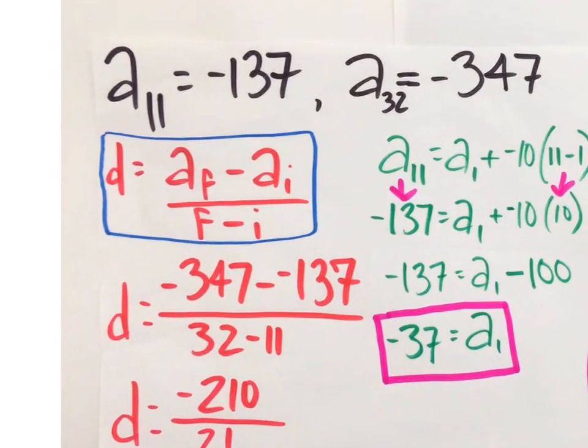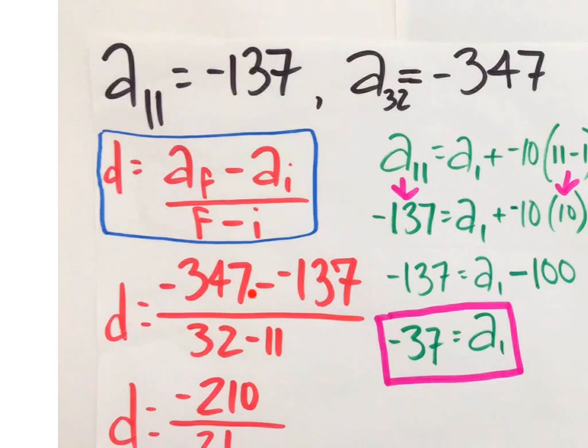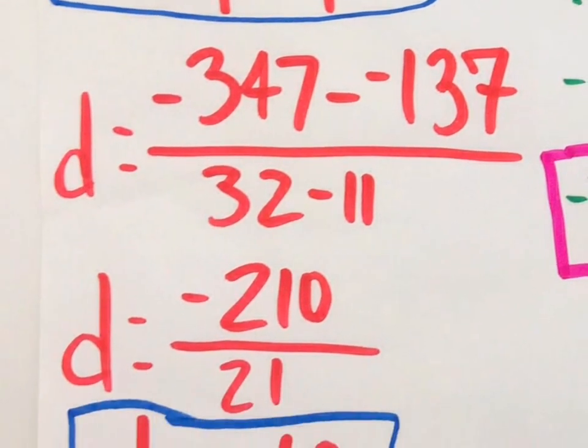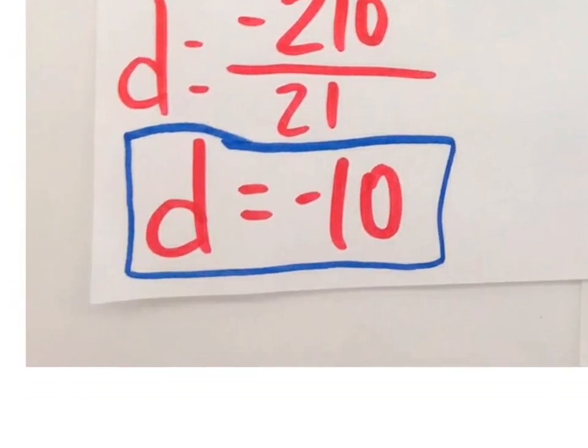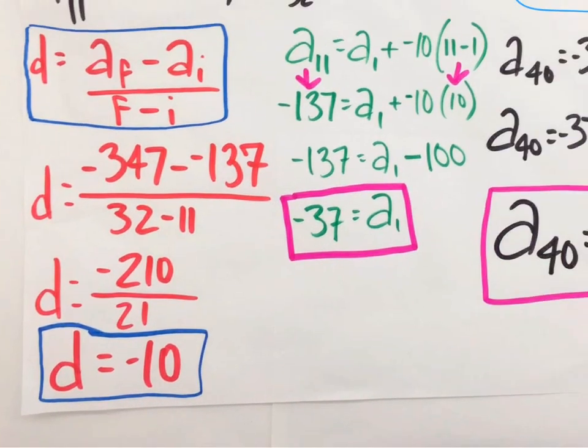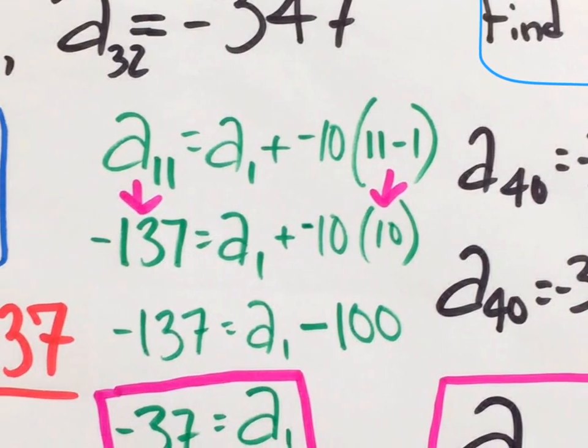All right, so negative 347, the final value, minus the initial value over the final count, which is 32, minus the initial count, which is 11. And when we do the little math in our handy-dandy calculator, we're going to get negative 210 over 21. Pretty sure we can simplify that further, and when we do, the difference is negative 10. All right, so we got that first step, we found the difference. Let's take a look at what happens next.